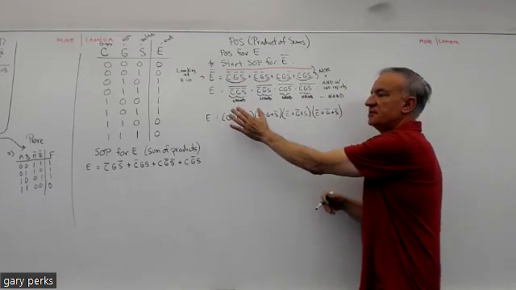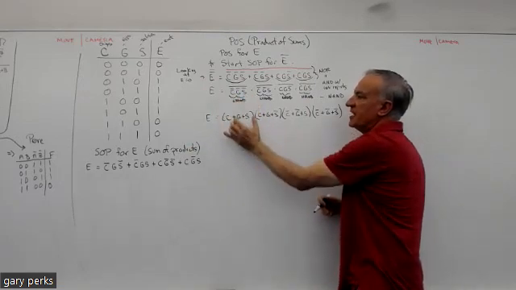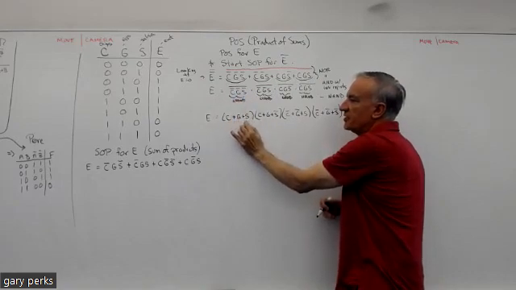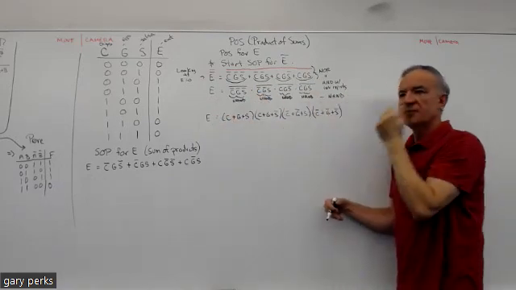So does everybody see what I did here? I took this NAND and I wrote it as an OR with inverted inputs. I took each one of these inputs, inverted them, and then ORed them together. You can see I'm doing it for each term.